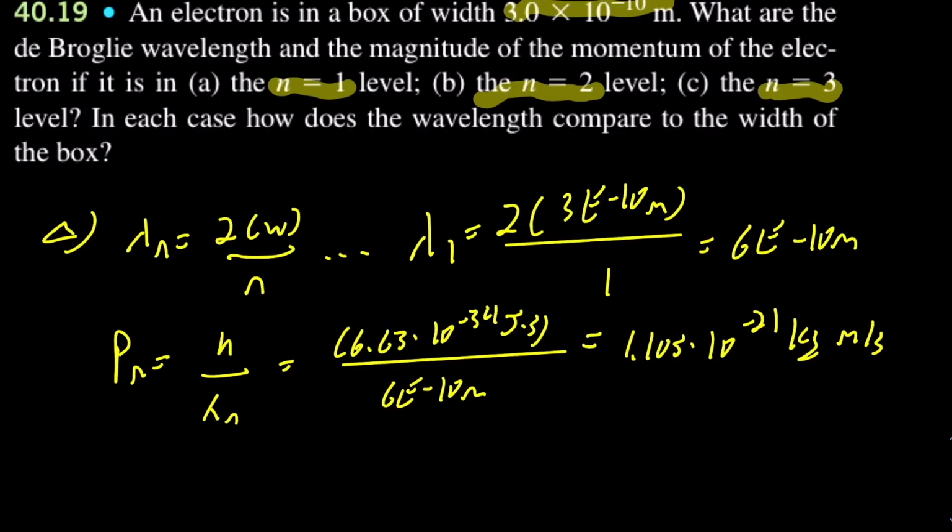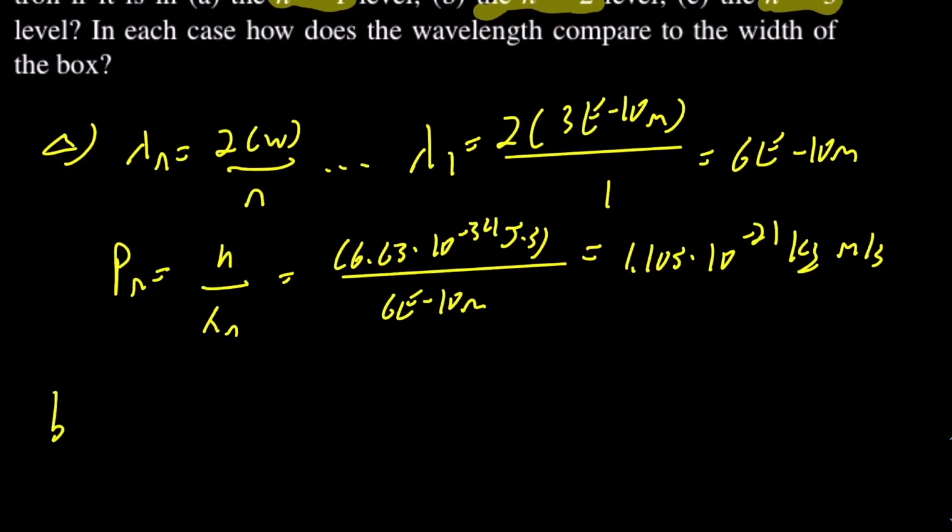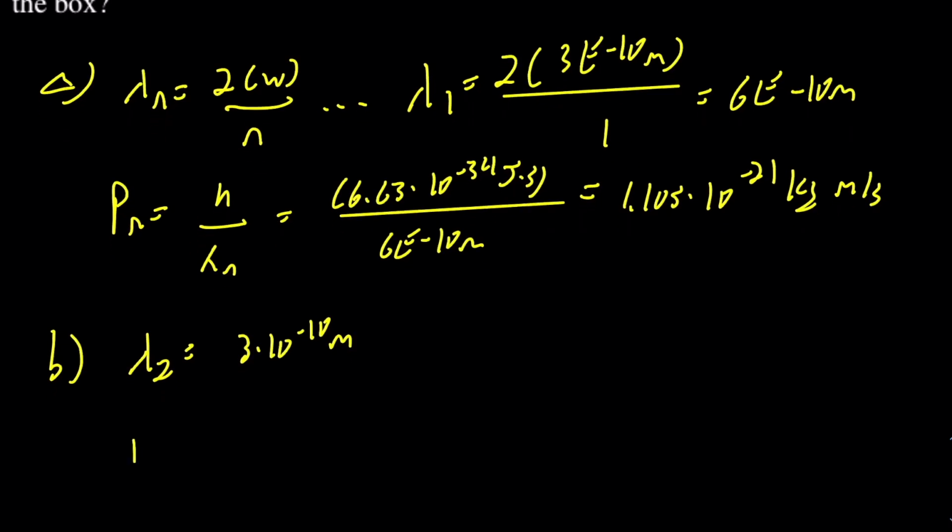Sweet. We could then do the same thing for part B, where n is equal to 2, and the 2's will cancel out, so you're just left with 3 times 10 to the negative 10th meters. The momentum at n equals 2 will be Planck's constant divided by lambda 2, and you should get 2.21 times 10 to the negative 21st kilogram meters per second.